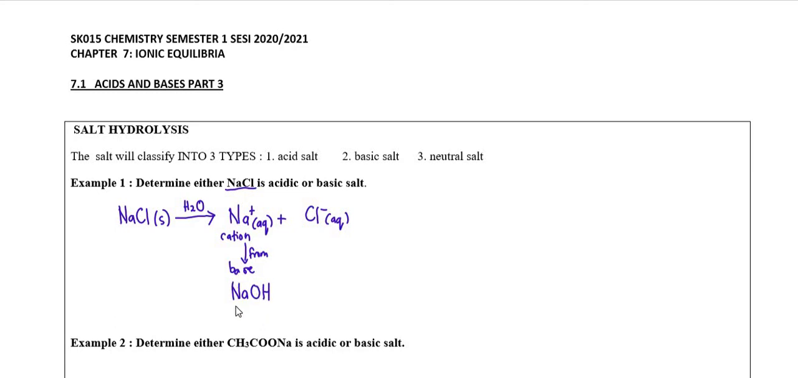Okay, kenapa saya pilih NaOH? Okay, why I choose NaOH? Because macam saya kata, when I dissociate NaOH, saya menghasilkan ion Na+. Okay, so we check to another part, which is an ion, chloride ion. All the anion is come from an acid.